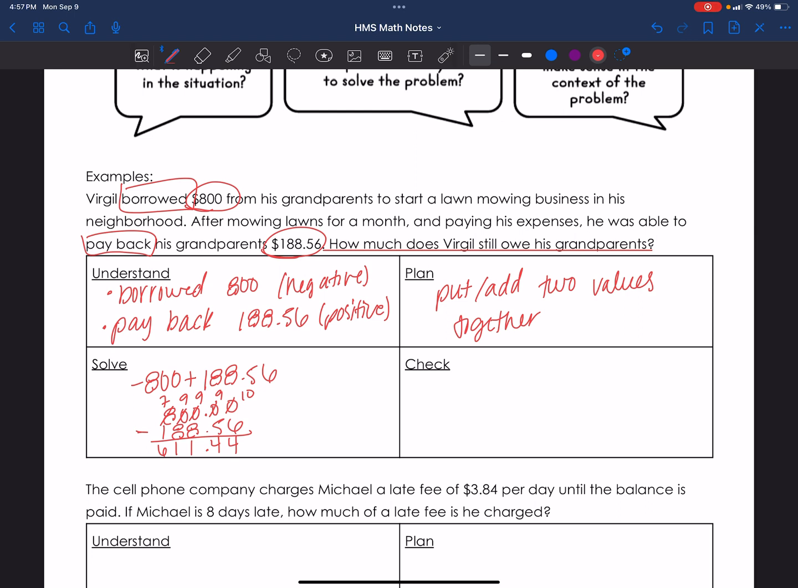Well, Virgil, my man, it looks like you still owe $611.44. Now, I'm writing that it's still owed, so I don't need to put the negative in there. The negative just represents the fact that we owe it. So mathematically, the word owe becomes negative because we owe that to someone else. But since I'm writing out that he owes it, I don't also need to put the negative. So 611.44 is your final answer. Done. That's how much he still owes.